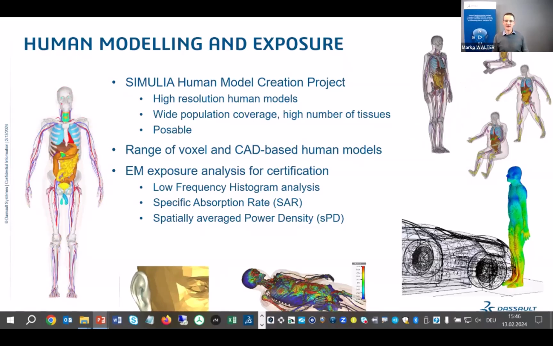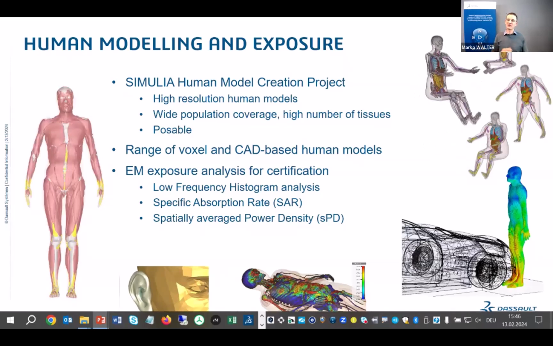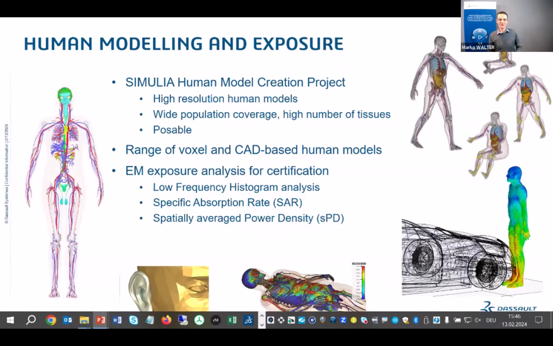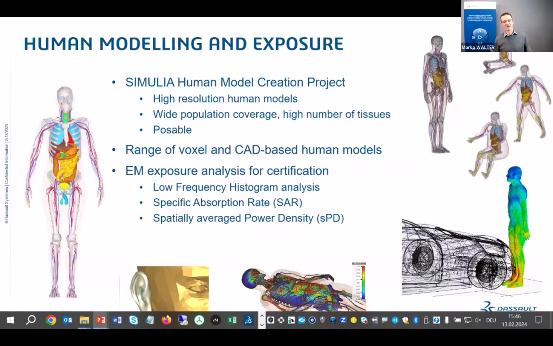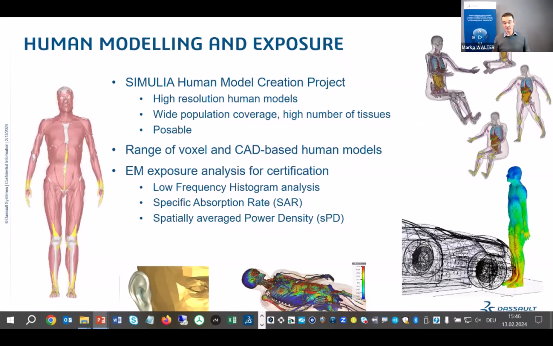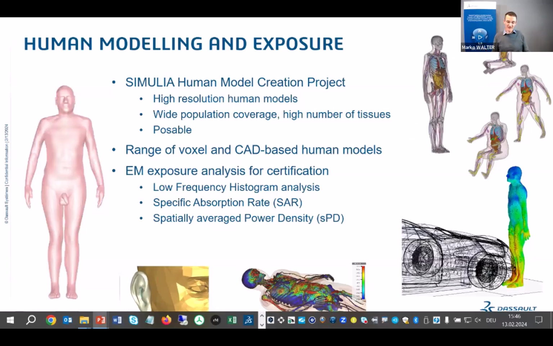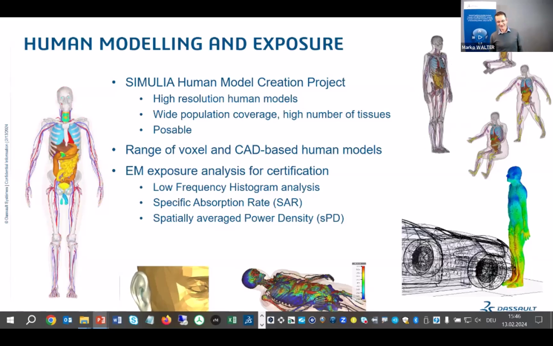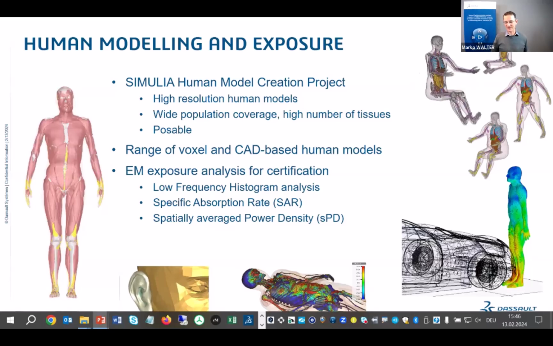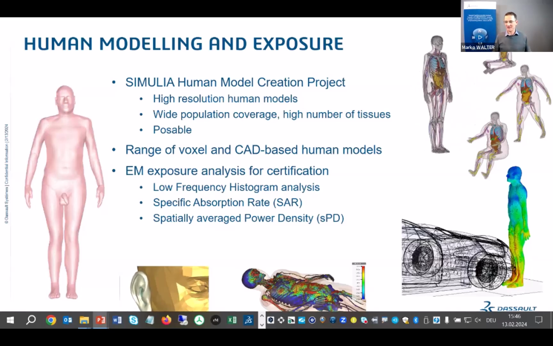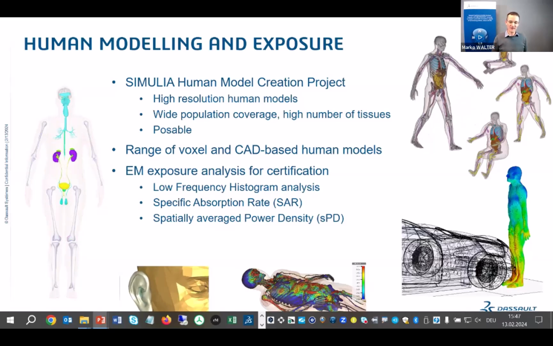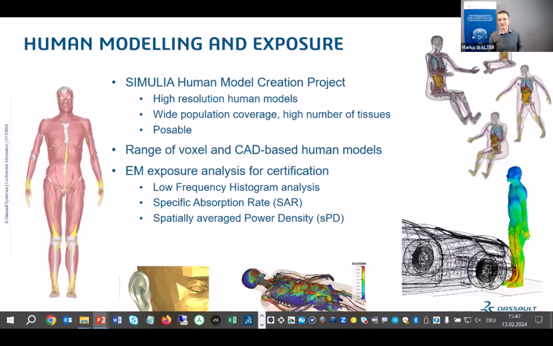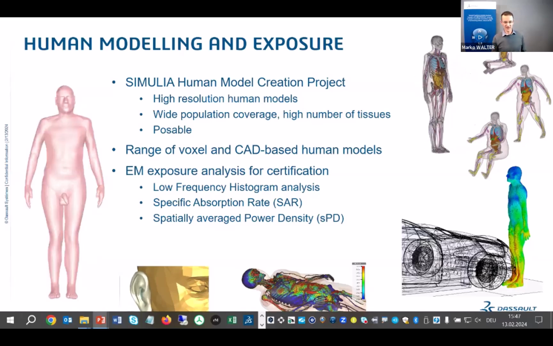They're high resolution. They cover a wide range of a population, so both in terms of gender, in terms of shape and size, and of course in terms of age, because age affects the properties of the tissue type. So we have a number of human tissue types which have age-dependent material properties. And of course, as we can see at the top right, these are posable. So we want to consider not only straight up standing humans, but humans that are sitting or moving or lying down, or that are in the position that they might actually be in when they're exposed to electromagnetic fields. And using all these human body models, we can perform a range of electromagnetic exposure analyses suitable for certification.